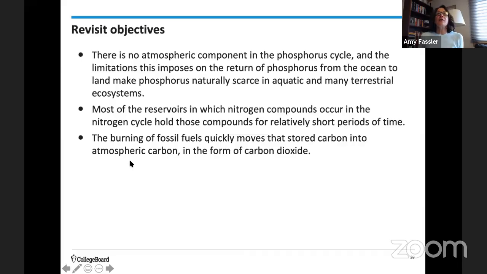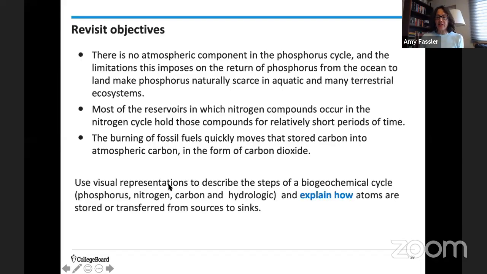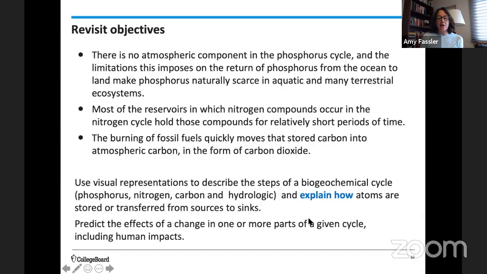There are many ways that humans are disrupting the carbon cycle. And I would really encourage you to go back and look at the lecture in Unit 9 on global climate change, if you have it, so you can make that bridge and connection. And then we demonstrated our understanding of this. We did a lot of looking at visual representations and practicing that explain how atoms are moved from sources to sinks, and looked at and made predictions about changes in a cycle based on human impacts.